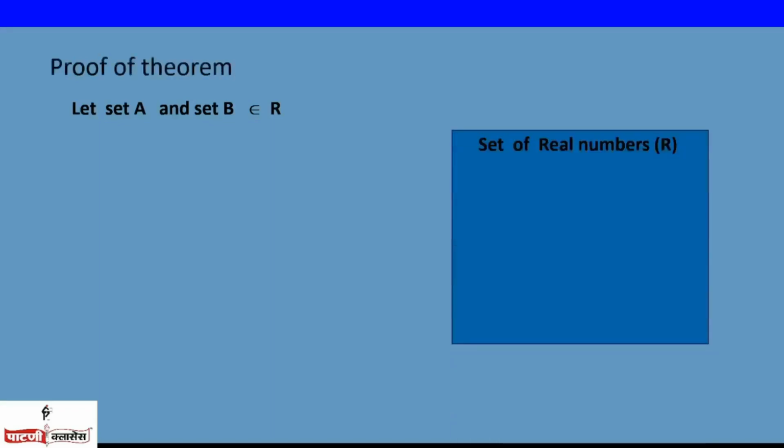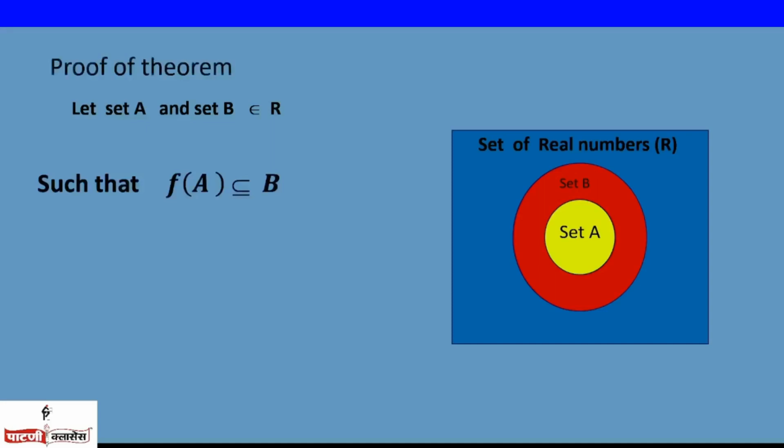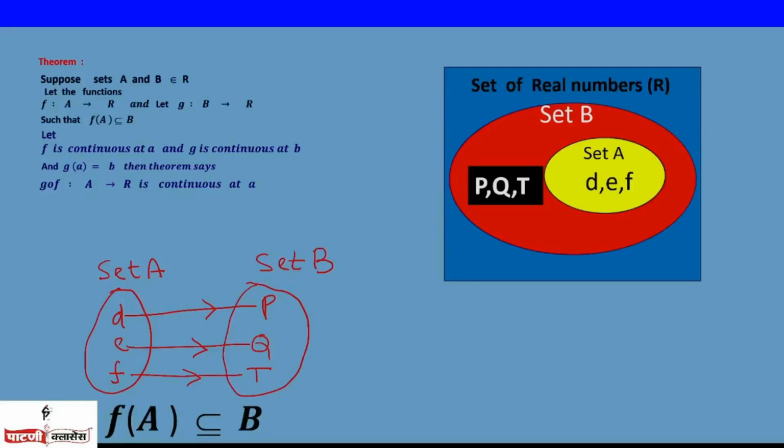Consider the set of real numbers R. Consider set A under the set of real numbers R. Consider set B, which is also under the set of real numbers R. This implies set A and set B are subsets of the set of real numbers R, and A and B are related by the relation f of A is a subset of B. The entire theorem is based upon set A and set B. For better understanding, let us consider D, E, F as elements present in set A and P, Q, T as elements present in set B. As per the given information, f of A is a subset of set B.